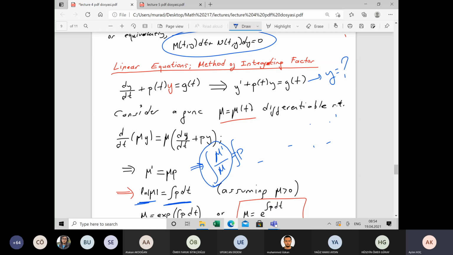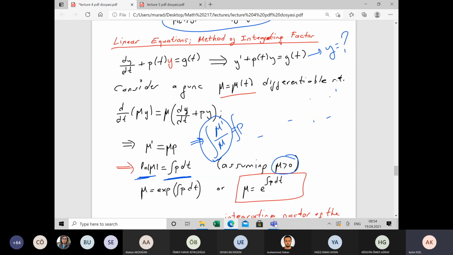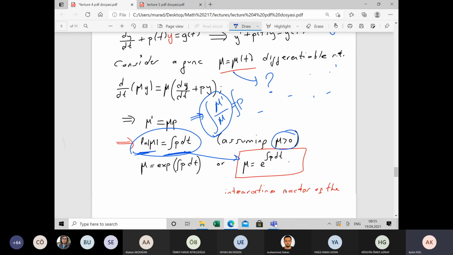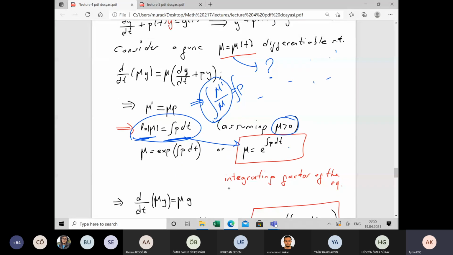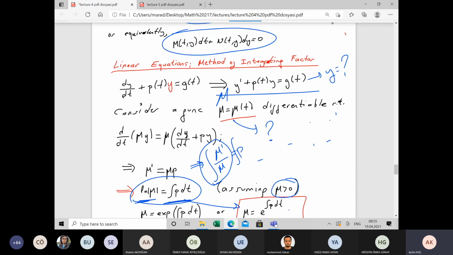Here assume mu is positive, greater than 0, and solve for mu. Our aim is to find the differentiable mu function. So mu is e to the integral of p dt, and this mu is called the integrating factor of the equation. We claim that by multiplying both sides of our equation by this integrating factor, we obtain the solution.